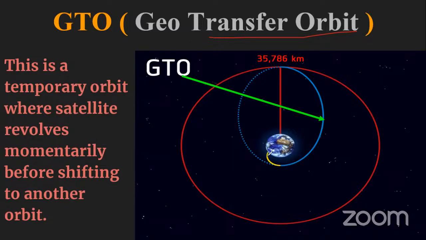Suppose there is a satellite which is revolving in the LEO orbit, and from the LEO orbit it wants to go to the geostationary orbit. It wants to go to this geostationary orbit.